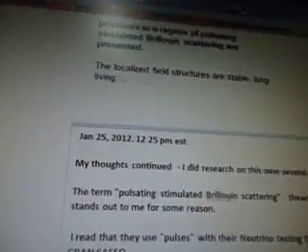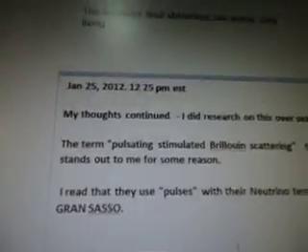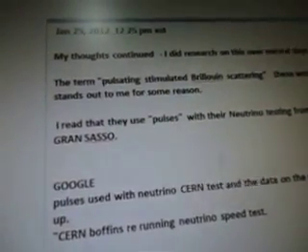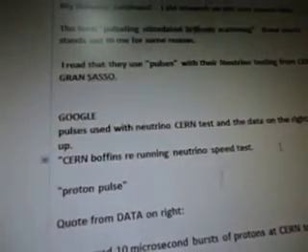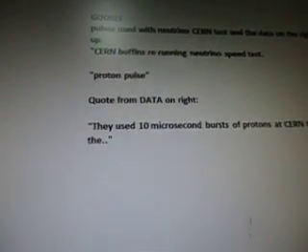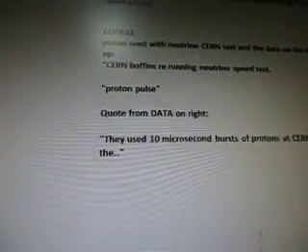Okay, so I read that. Okay, so January 25th, 2012, 12:25 p.m. Eastern Standard Time, my thoughts continued. I did research on this over several days. The term pulsating stimulated Brillouin scattering, these words stand out for me for some reason. And I read you that one. Oh yeah, that's where it goes. So they use 10 microsecond bursts of protons at CERN to generate. That's what they use to do the test with the neutrinos, okay?